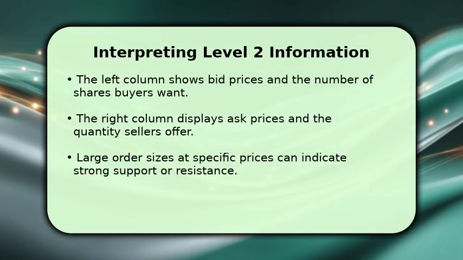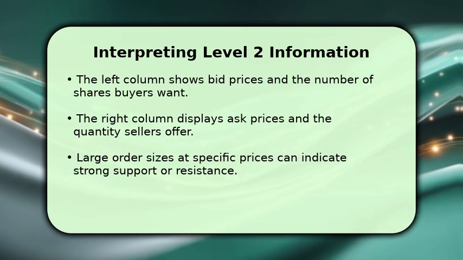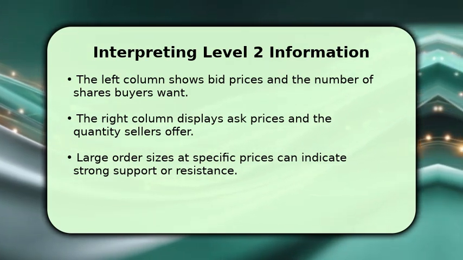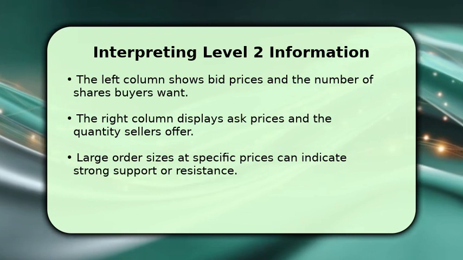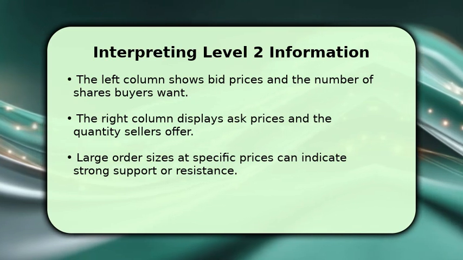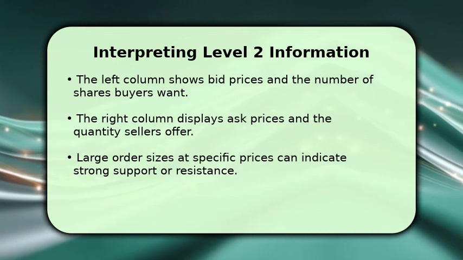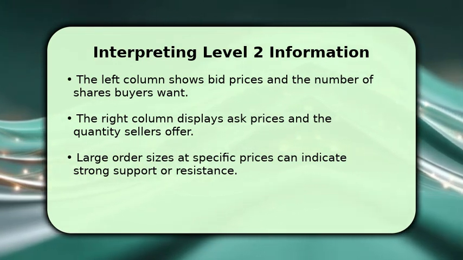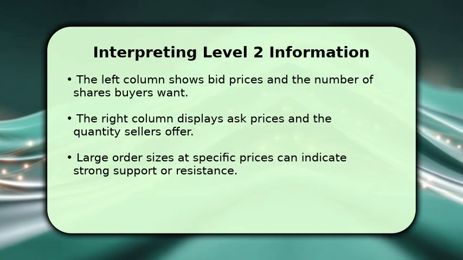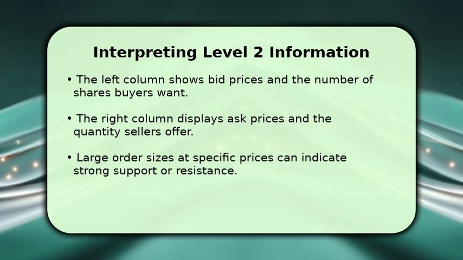Interpreting Level 2 data involves understanding the bid and ask columns. On the left, you'll see the bid prices, representing what buyers are willing to pay, along with the size of their orders. On the right, the ask prices show what sellers are asking and how many shares they're offering. Look for larger order sizes, often called blocks, as these can signal significant support or resistance levels. This insight helps you gauge market sentiment.